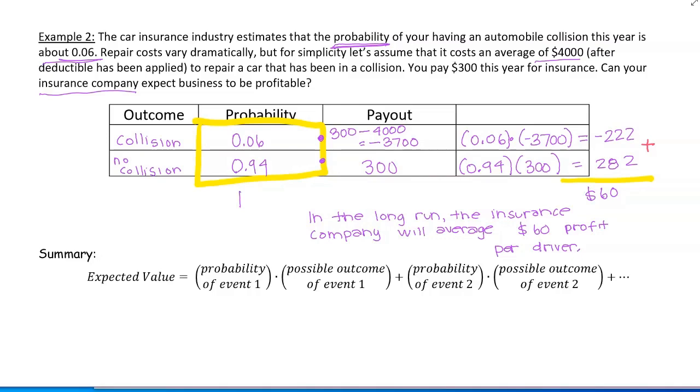The last thing on this page is a summary of the steps. So the expected value is going to be the probability of that first event times the outcome or the payout, plus the probability of event 2 times the possible outcome or payout for that event. And then we can continue on if we had more events. This problem we only have 2, but other problems will have more.